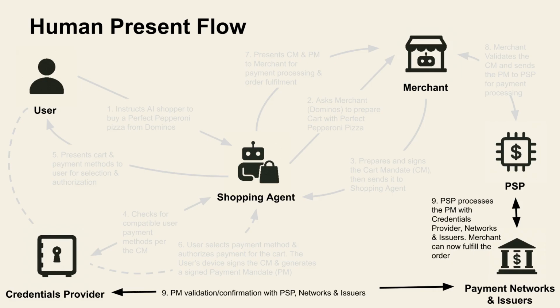Step 9. The PSP executes the payment instruction defined in the payment mandate according to the protocols of the selected payment method and its network and issuers. This could involve submission of the mandates to the networks and issuers, as well as interaction between the networks, issuers, and the credentials provider to confirm the payment mandate's user authorization. Once processed and approved, the merchant can fulfill the order.